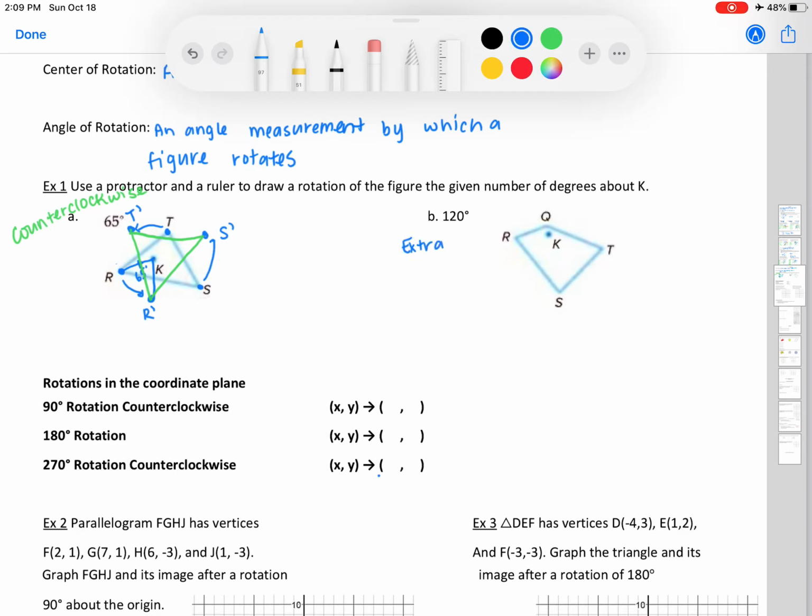So in this question, part B is just going to be extra practice for you, whether you want to use it as extra practice of using a protractor, or if you just wanted to use it as additional practice for studying for the test.